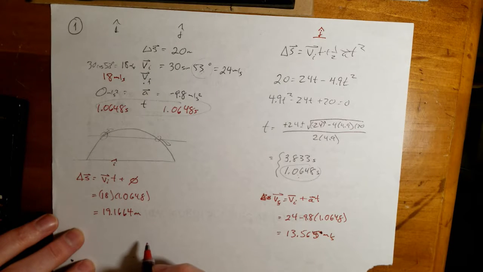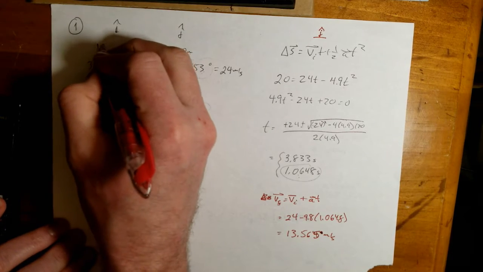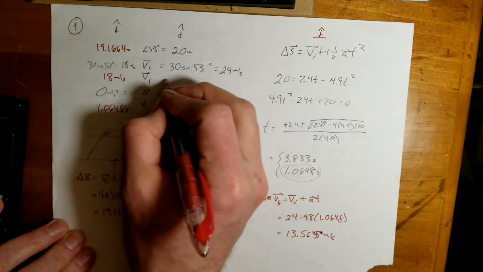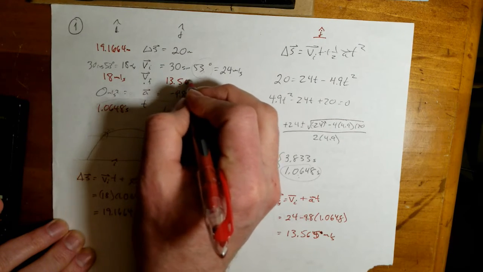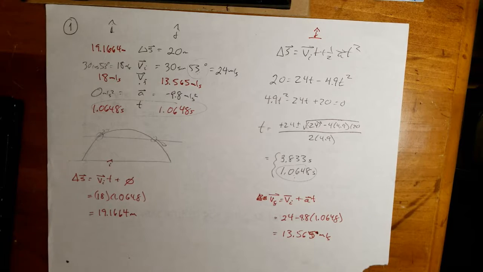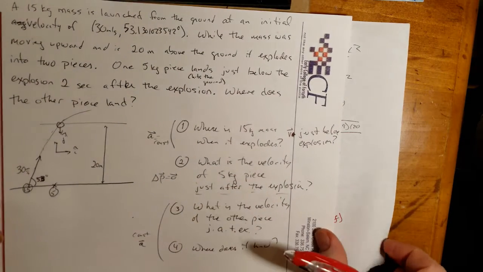And so I have everything. So this is 19.1664 meters, and this is 13.565 meters per second. All right. Part 1 is done. Next up, what's the velocity of the 5 kilogram piece?